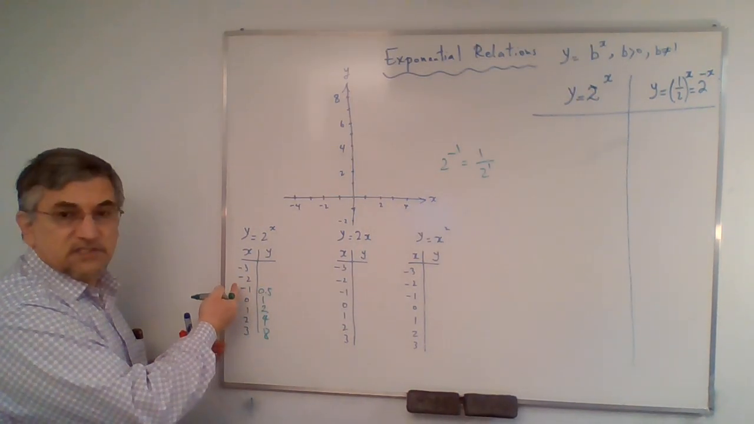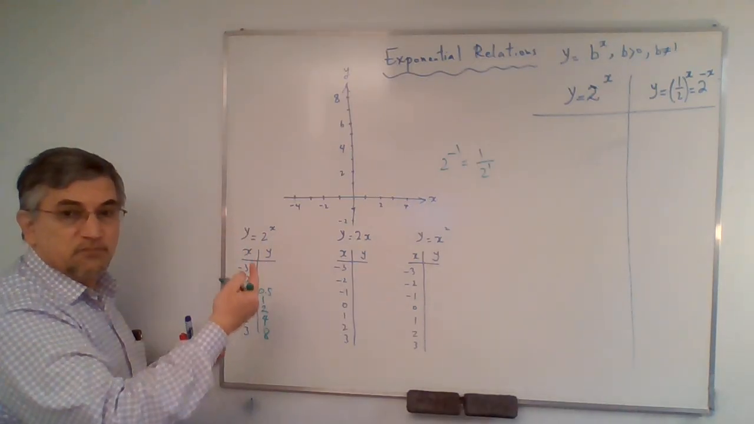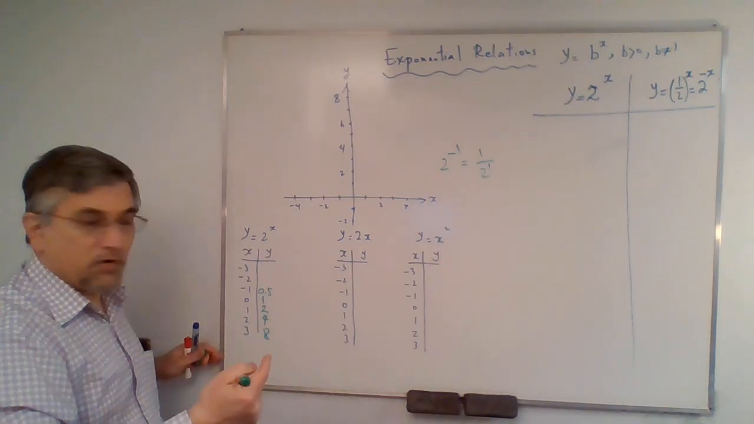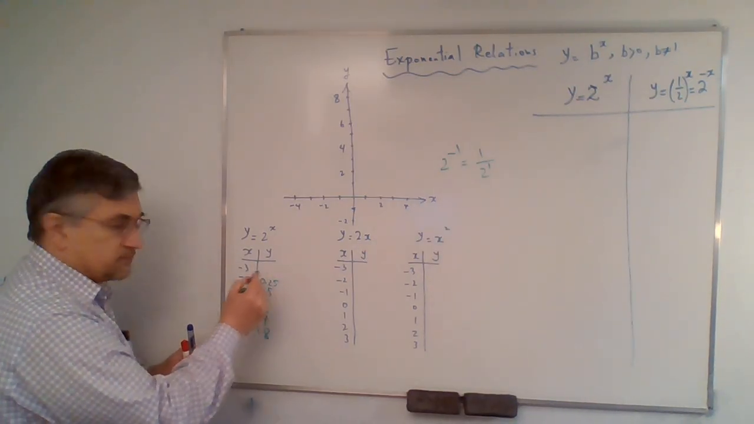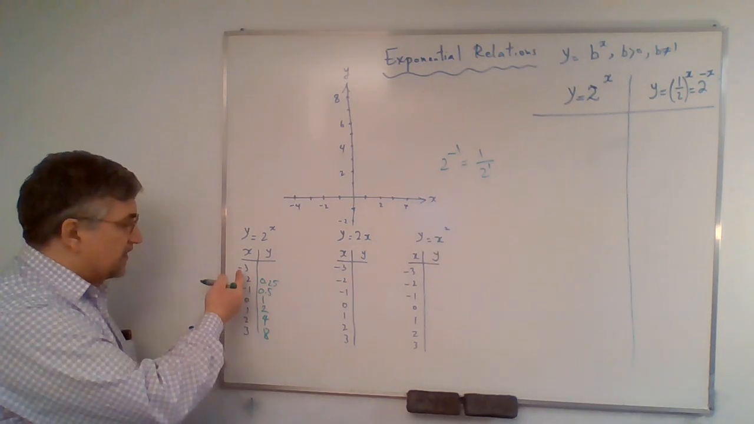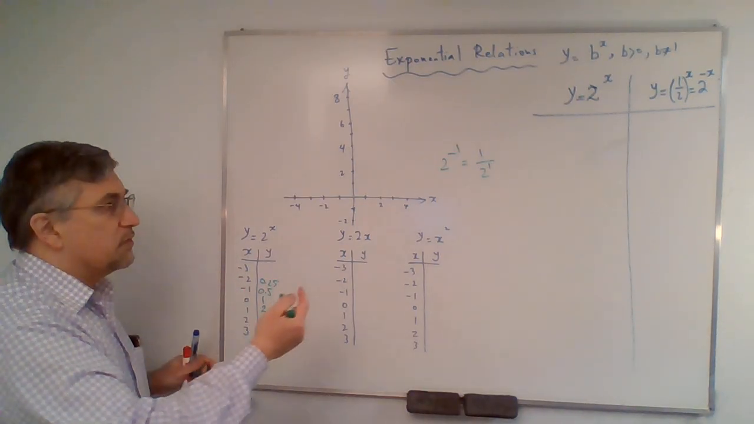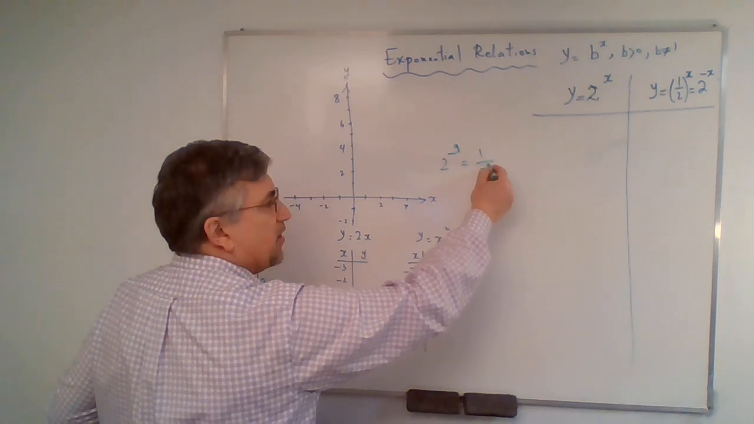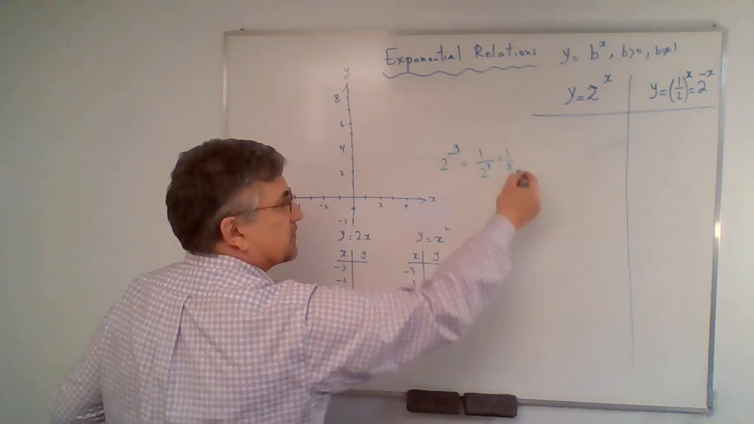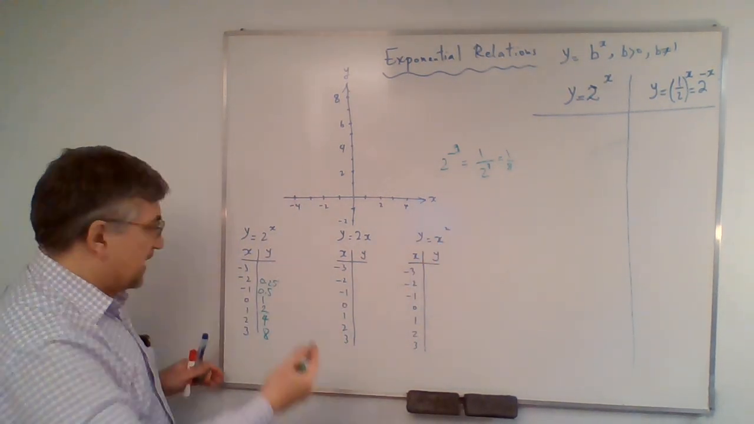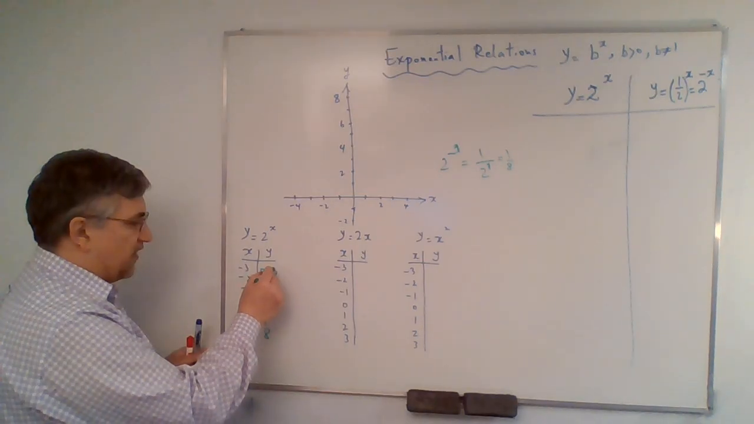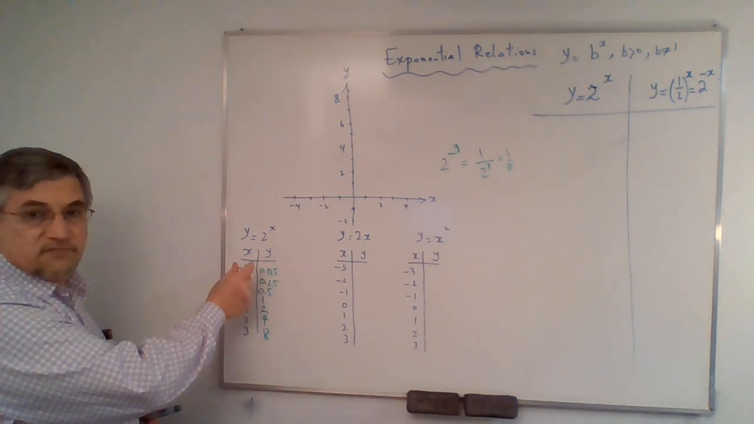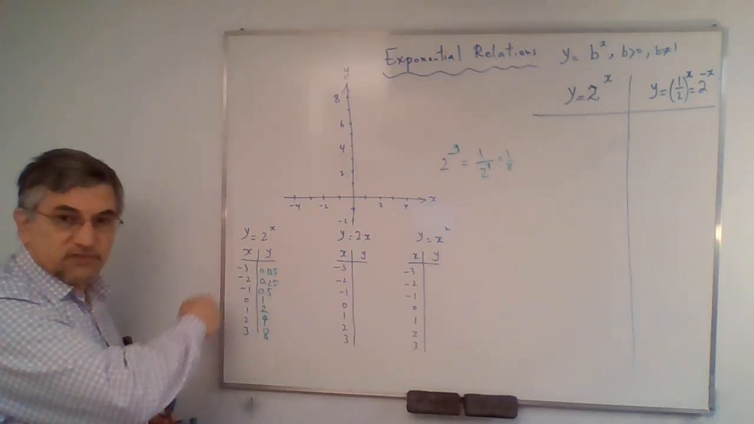The other one, if x is -2, 2 to the exponent of -2 would be 1 over 2 raised to the exponent of +2. In other words, 1 over 4. And that is, of course, a quarter, 0.25. And then if the exponent is -3, we will end up with 2 to the exponent of -3, which is 1 over 2 to the exponent of +3. That will be 1 over 8. And that is 0.125. Okay, so we are evaluating the values of y for the exponential relation.